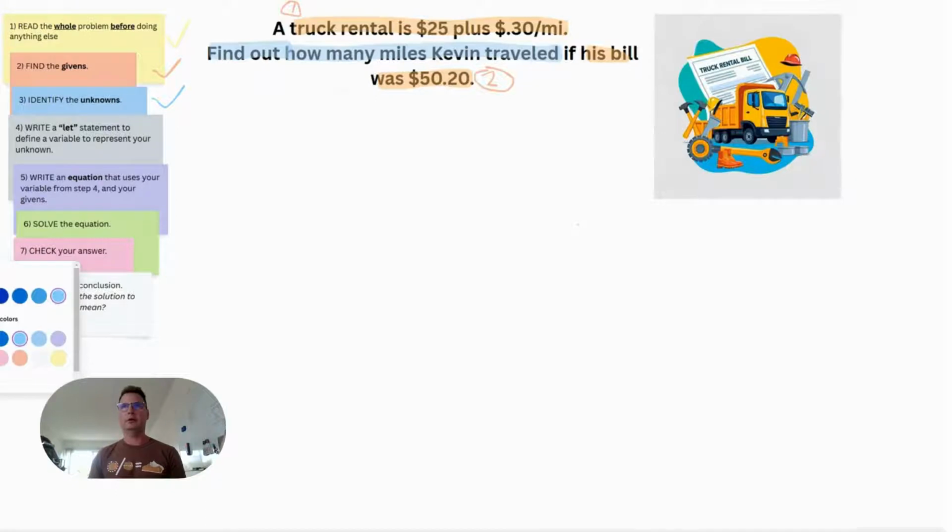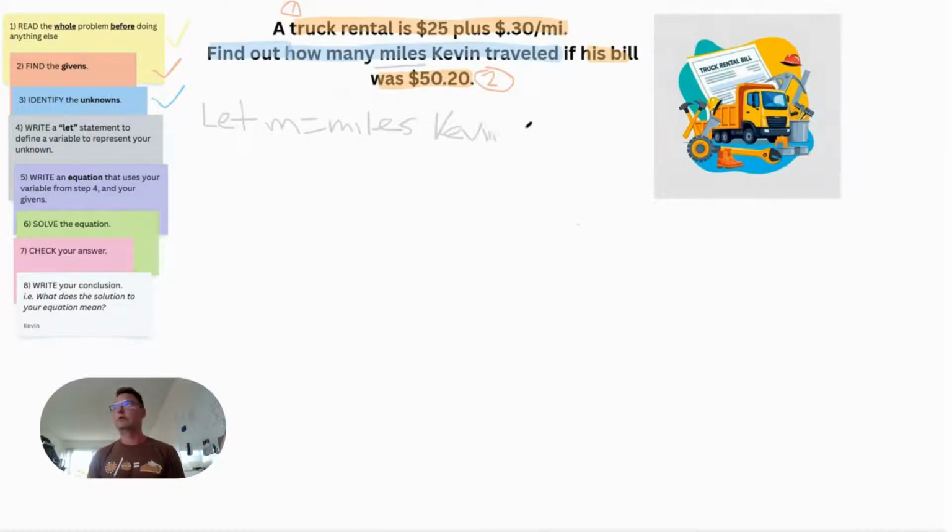Okay, write a let statement. Define a variable to represent your unknown. And start with let. What are we looking for? How many miles, right? So how about m for miles? Let m equal miles Kevin traveled. All right, that's all there is to step 4, is creating a variable to represent the unknown quantity that we're looking for.